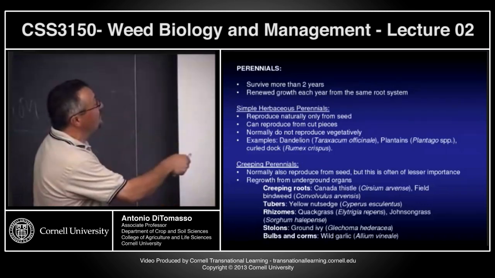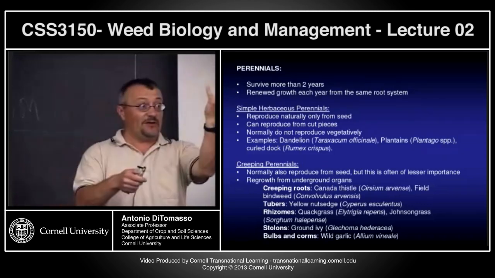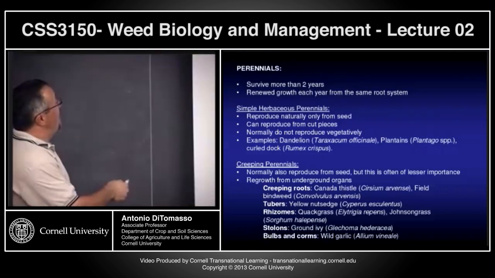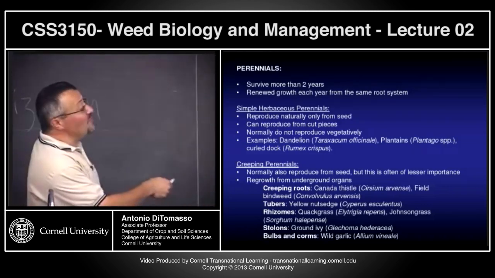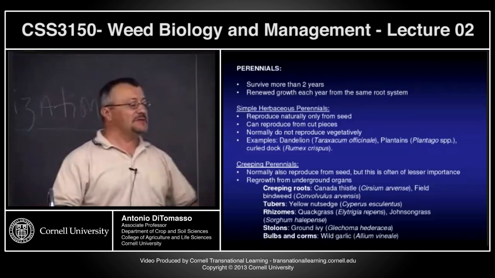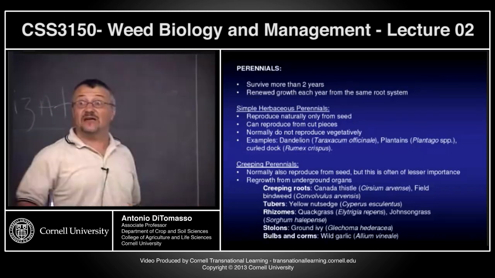It really prefers production of seeds. That's why you get those yellow flowers, and then you get all these seeds flying all over the place. So it normally does not reproduce vegetatively. It doesn't have rhizomes, and they don't really partake. Dandelion is a great example.